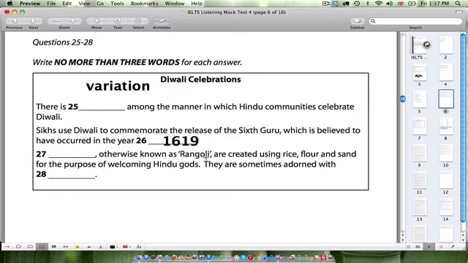Otherwise known as rangoli, are created using rice, flour, and sand for the purpose of welcoming Hindu gods. So this was floor decorations, you could write, that would be correct, or motif floor patterns. But floor decorations would be fine too. They are sometimes adorned with, they are sometimes decorated with, and then the answer is flower petals. Okay, so as we predicted, obviously this was going to be a date, and these two are nouns.